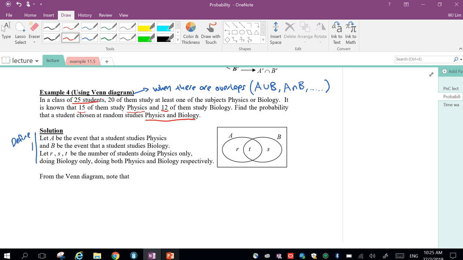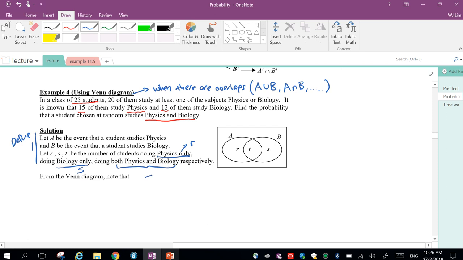Right? So here, I remember telling you that you need to define the events. It's already been defined for you, so whenever you do your tutorial, you need to define. It's much easier for you. Okay, so let's say A is for physics, B is for biology. Then my small letters R, S, T: physics only is R, biology only is S, and both physics and biology is T.